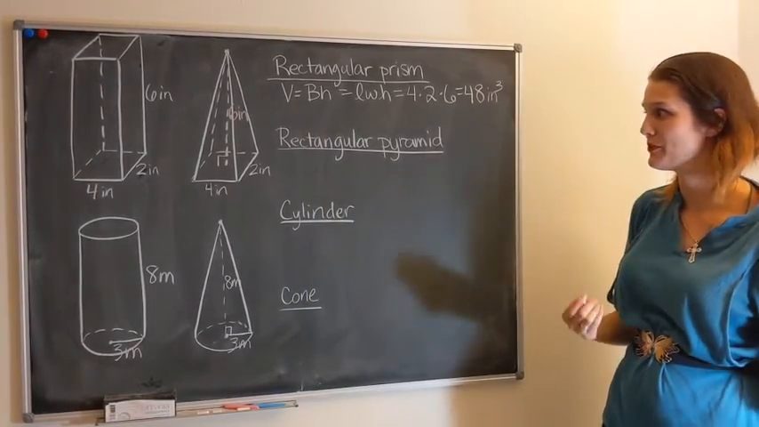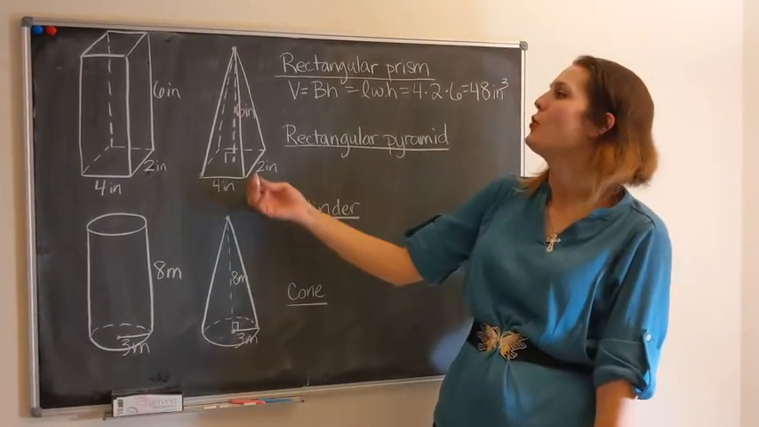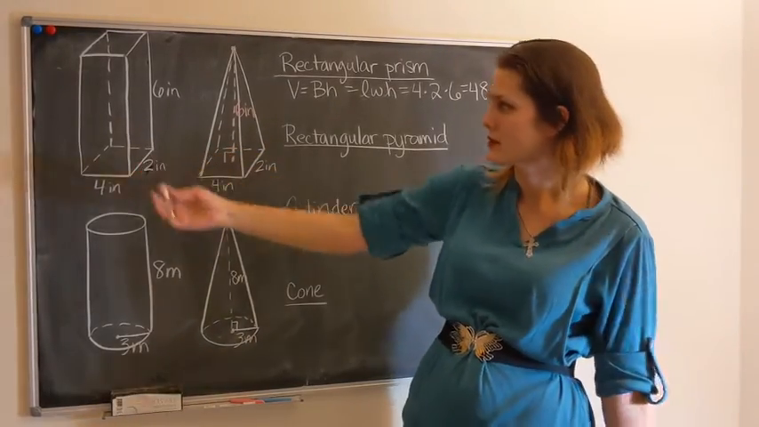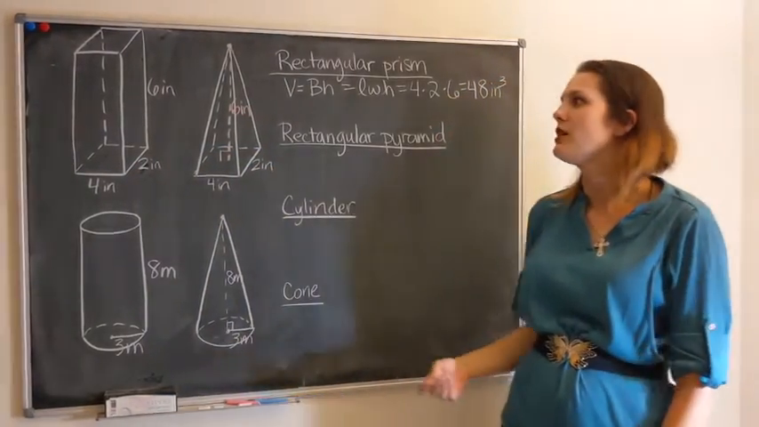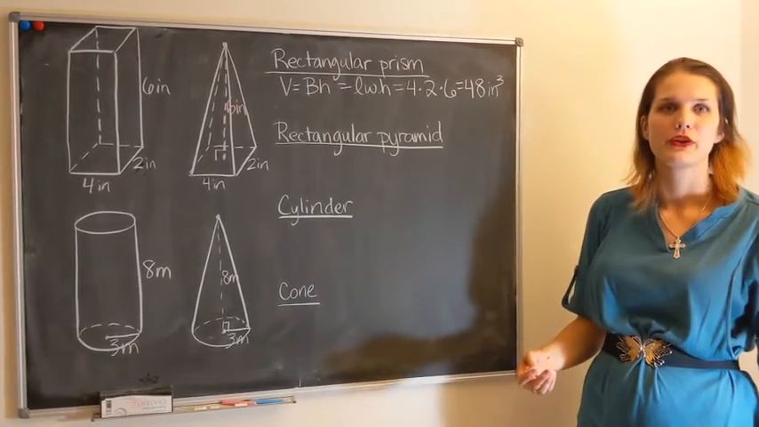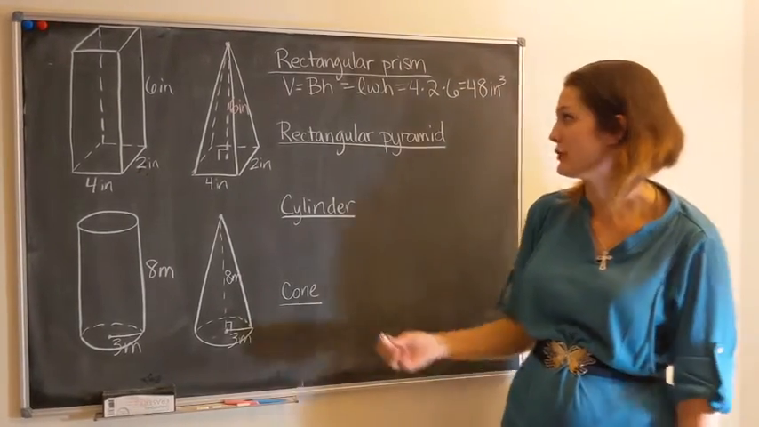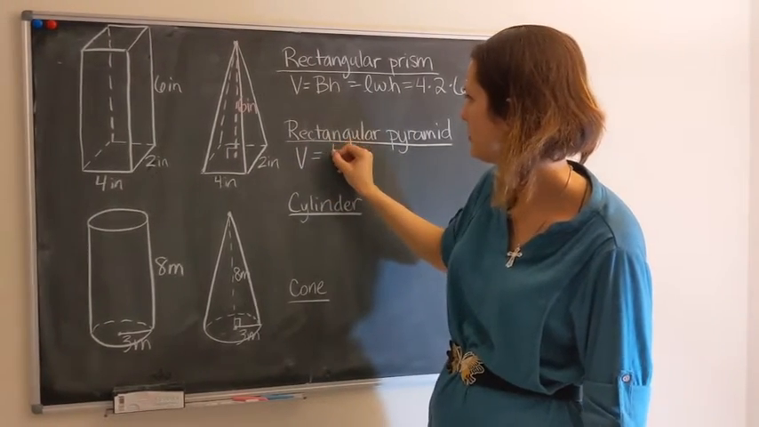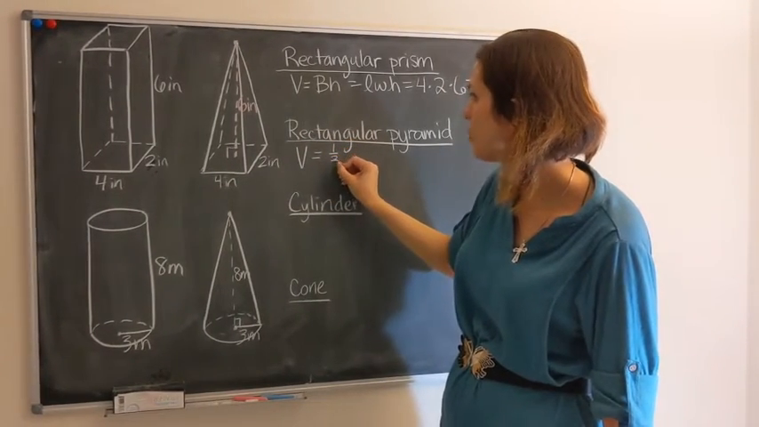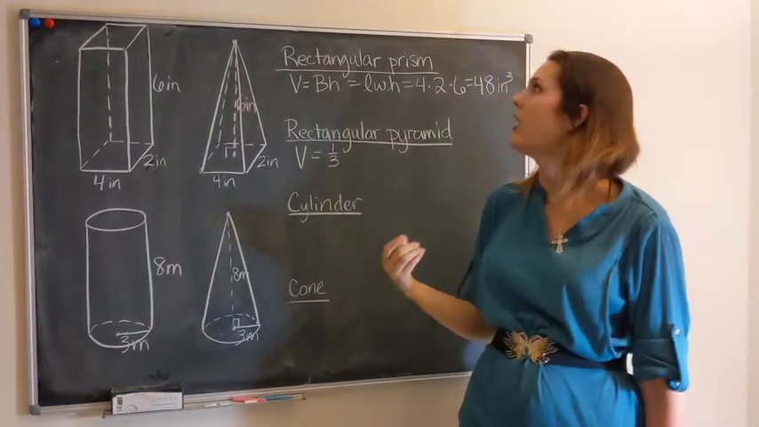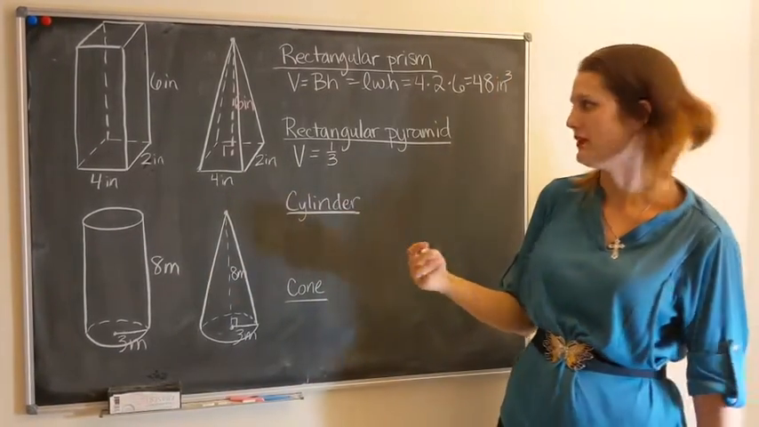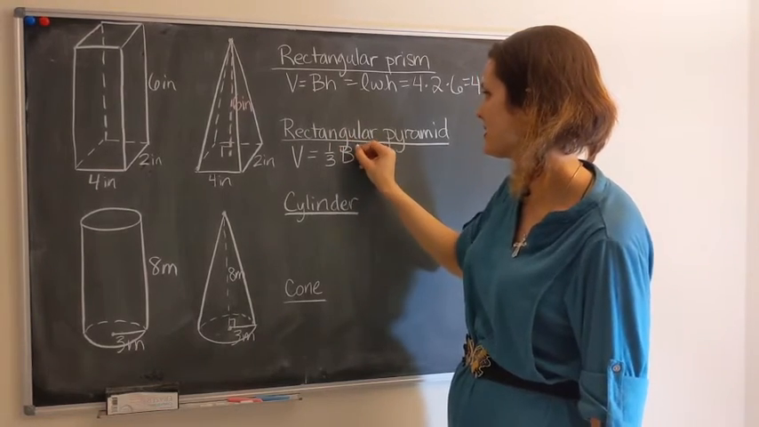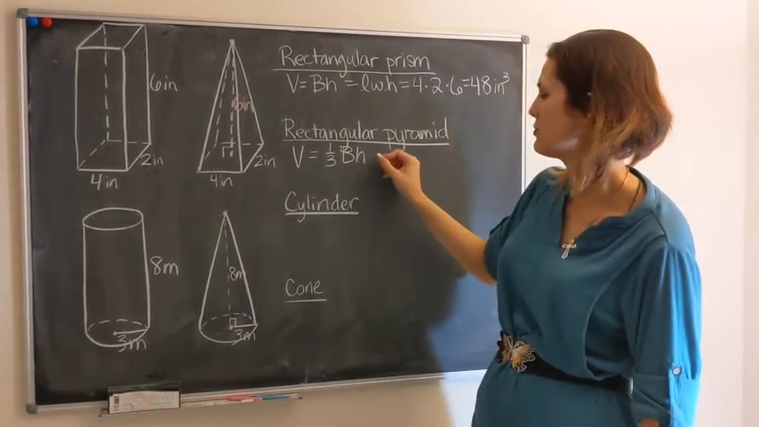of volume. For a pyramid, we could imagine putting this rectangular pyramid inside of the rectangular prism and having it fill up exactly 1/3 of the inside of that rectangular prism. So the volume for any pyramid is 1/3 the volume of a prism with the same base and the same height. So 1/3 times the area of the base times the height of the pyramid.